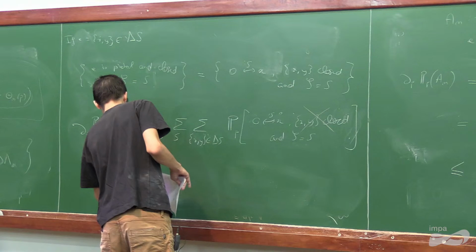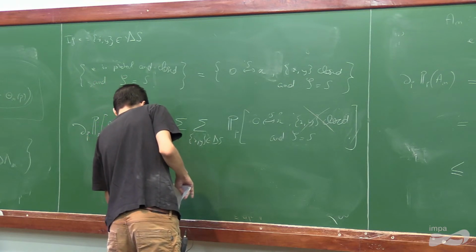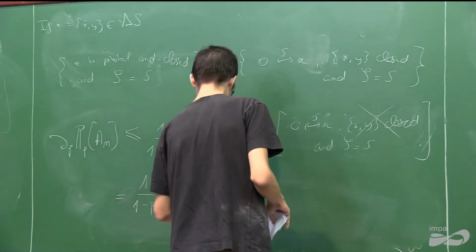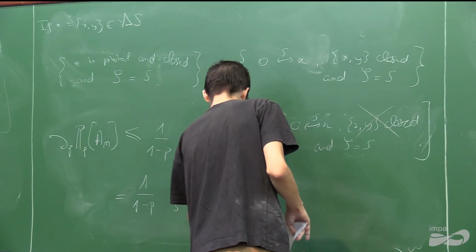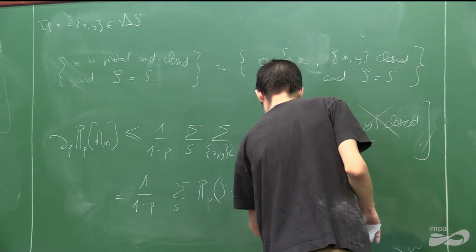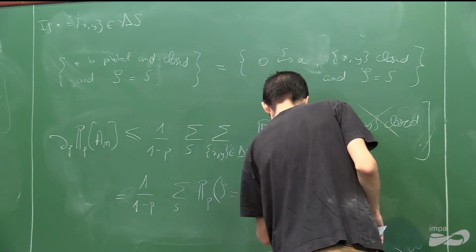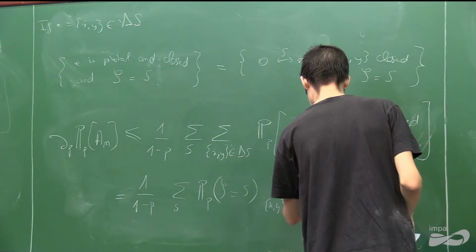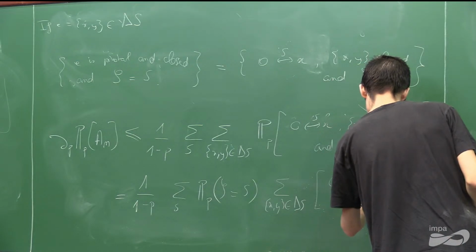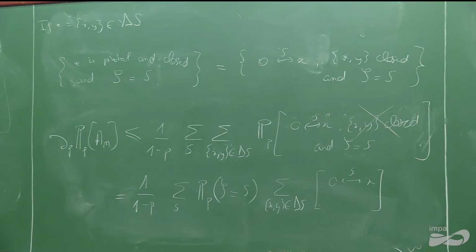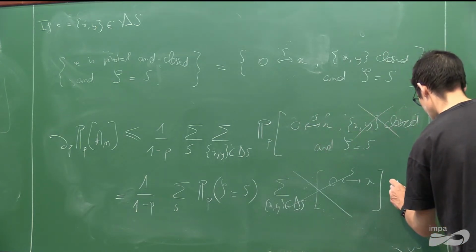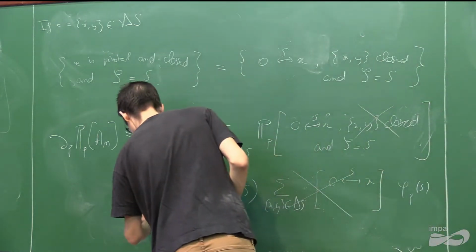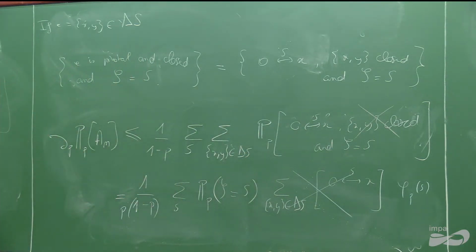Therefore, what we get is that this is equal to 1 over 1 minus p, sum over S, P of S equal S, times the sum over x, y in delta S, and then I have 0 for x in S. Now this thing is exactly phi p of S, except for a factor p here. It's exactly phi p of S over p.